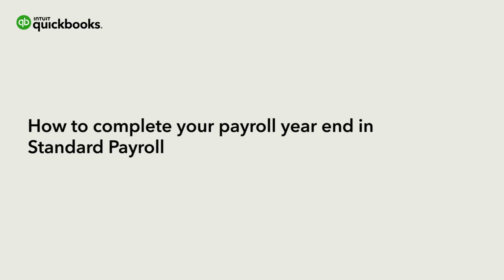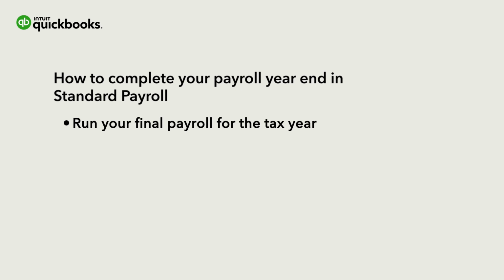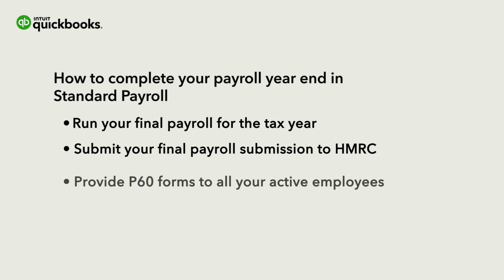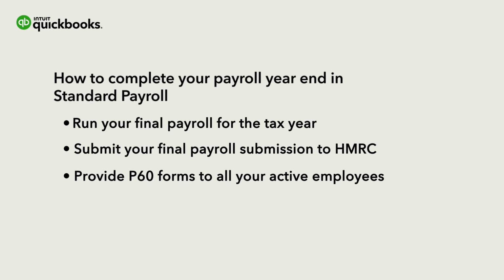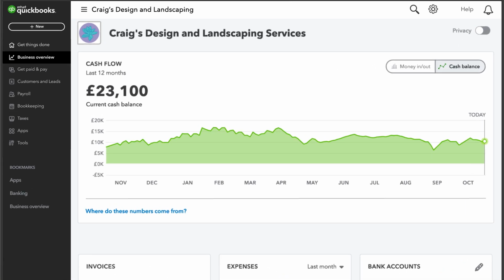In order to complete your payroll year-end, you must run your final payroll for the tax year, submit your final payroll submission to HMRC, and provide P60 forms to all your active employees. Let's go over how to do all that in QuickBooks Online Standard Payroll.